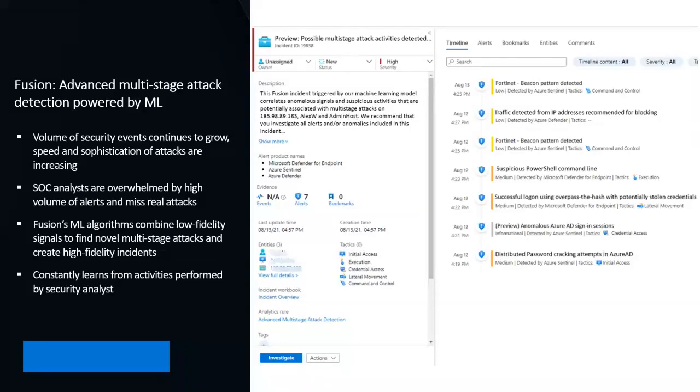Fusion is basically running at cloud scale. It's going through all these anomalous signals and constantly finding the possible attacks that you might easily miss. The Fusion rule is enabled by default in Microsoft Sentinel. All the incidents triggered by Fusion are by design high severity, high fidelity, and low volume. On the right side, this is an example of the Fusion incidents within Microsoft Sentinel.